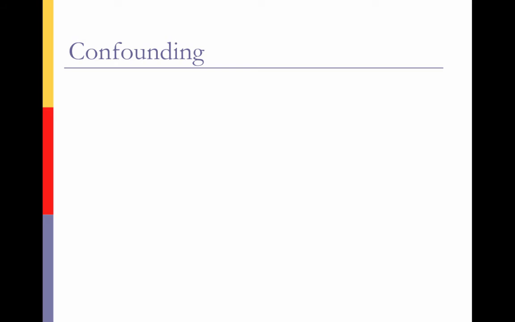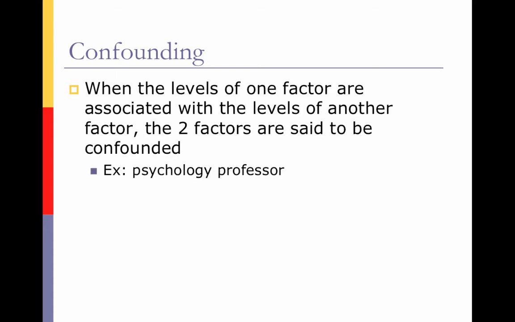Confounding is not part of a design. It's actually something we want to avoid. It's similar to having bias within a survey. Confounding normally does occur, though, when you have a bad experimental design. So you want to make sure that you do think through your design. This occurs when the levels of one factor are associated with the levels of another factor. Then the 2 factors can be said to be confounded.